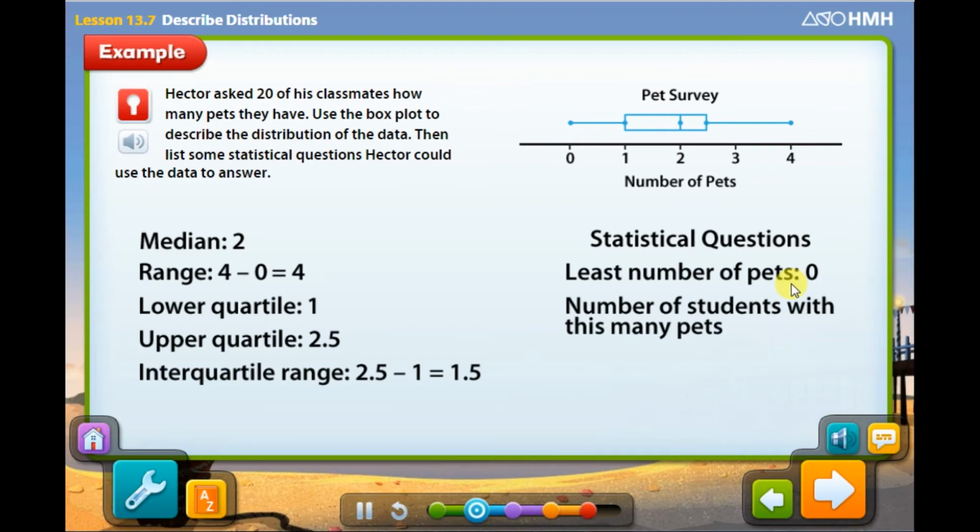Can you use the box plot to find the number of students with this many pets? Number of students with 0 pets. No, it's not shown here because this graph is not describing the frequency of data. It's describing only the average of data and the change in data, or the variety in data. So no, I can't know because this graph is not showing the frequency. No, you cannot find the number of students with 0 pets because the box plot does not show the frequency.